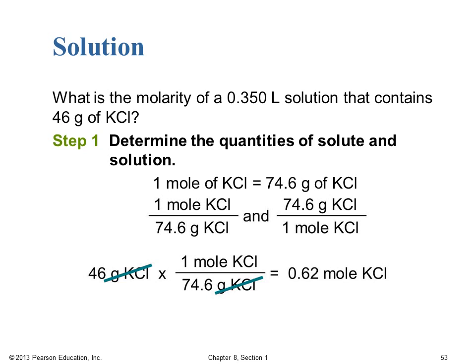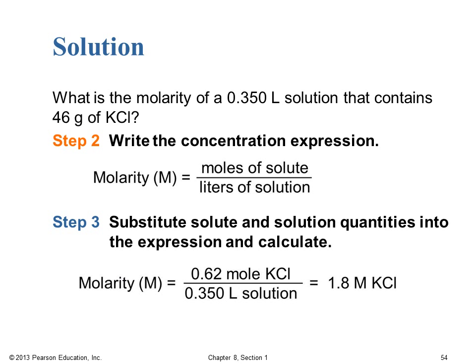And so now we have everything required to plug into our equation. Our equation for molarity is moles of solute divided by liters of solution. So we just solved for the moles of solute, which was 0.62 moles. And we had the liters of solution stated in the question, which was 0.350. So we take our 0.62 and divide it by 0.350, and we get 1.8 molar KCl.